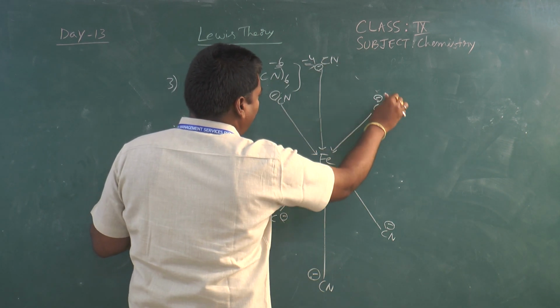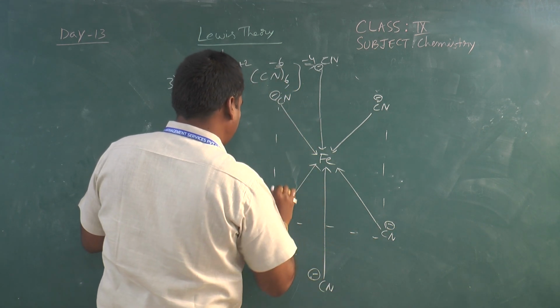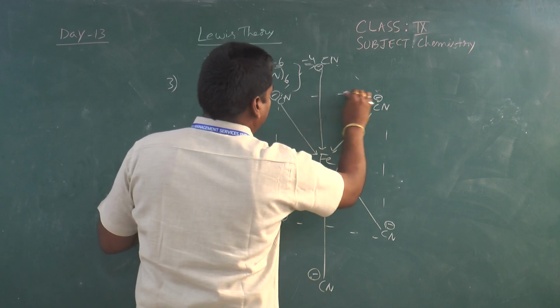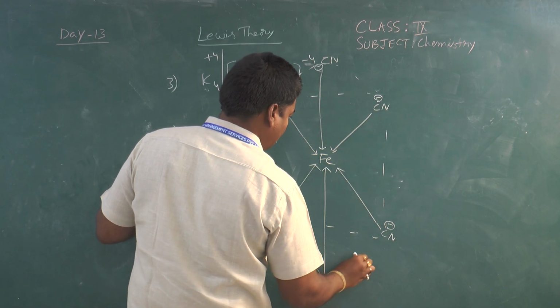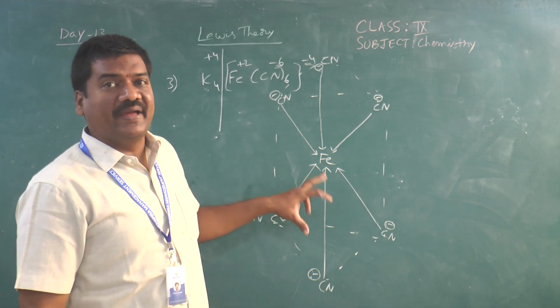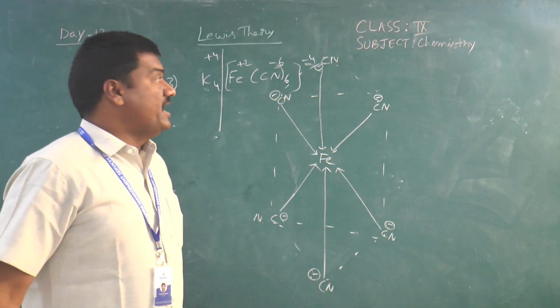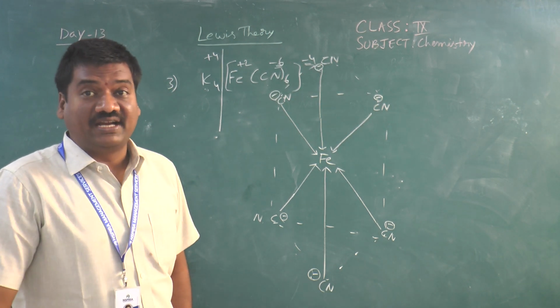Like this, it can donate a pair of electrons to the iron atom. How many pairs is it accepting? Iron accepts 6 pairs of electrons, and an octahedral shape will be there.